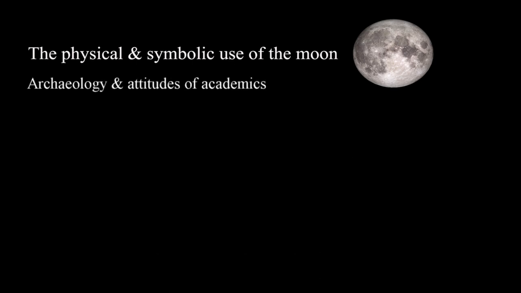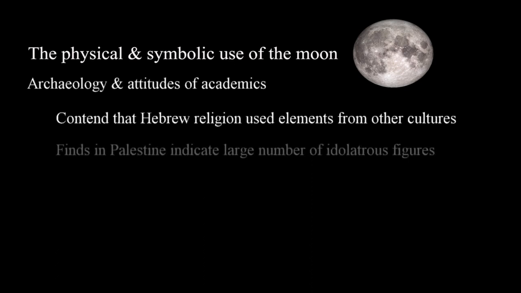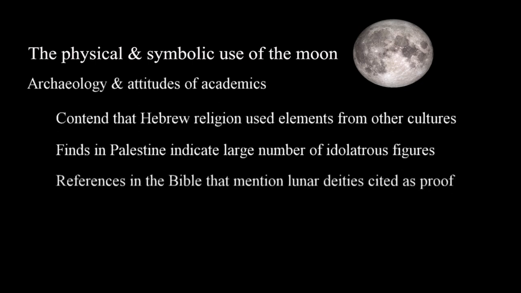There are many theologians and archaeologists who contend that the religion of the Hebrews contained elements that were borrowed from other cultures. As proof of this, finds in Palestine indicating the prolific worship of idols among the Israelites are put forth. Citations from the scriptures that reference certain pagan gods with a lunar association are also used to show that the Hebrews simply incorporated pagan worship into their own ritualistic religion. But is this a valid conclusion?